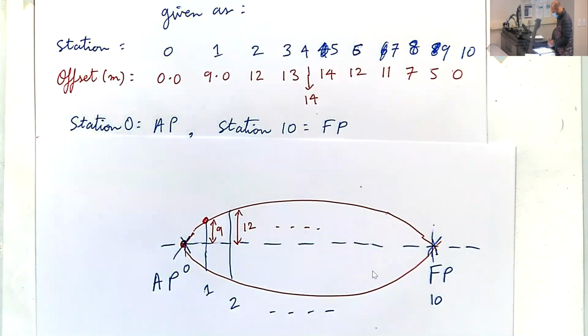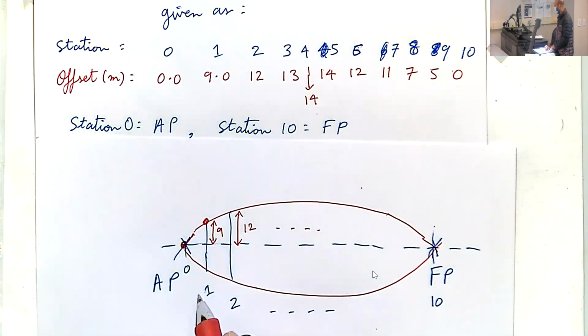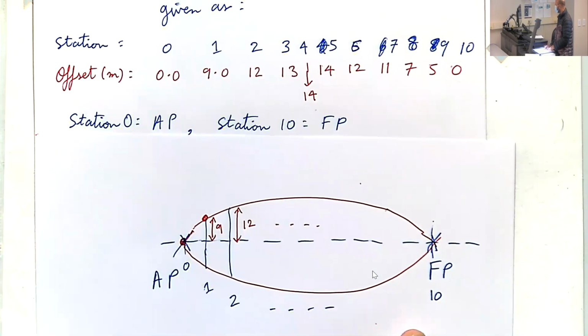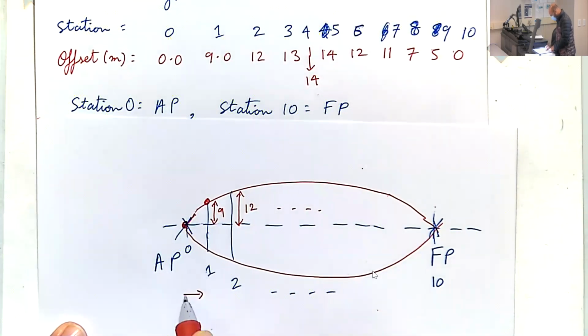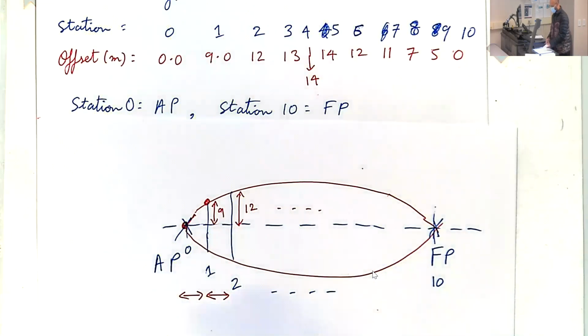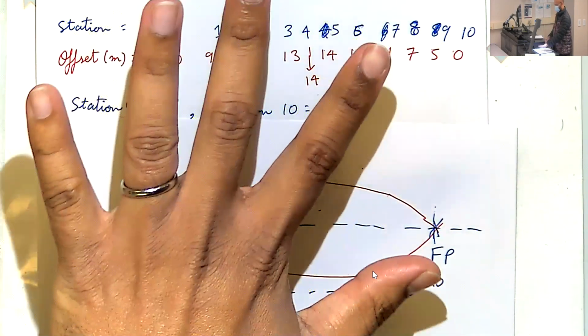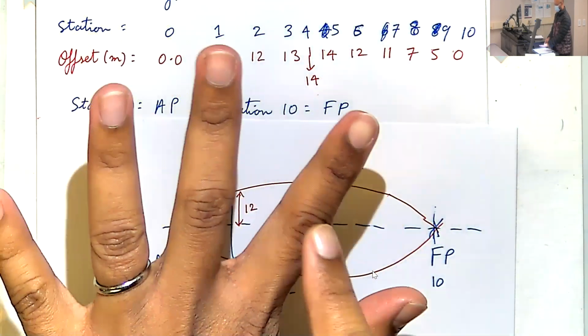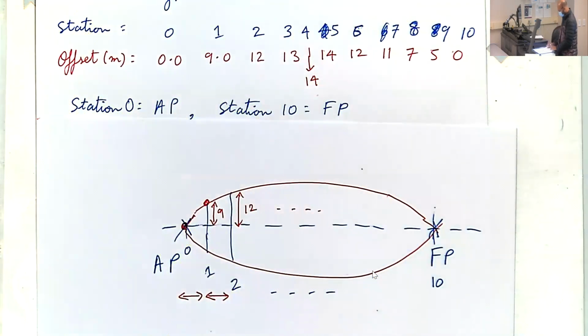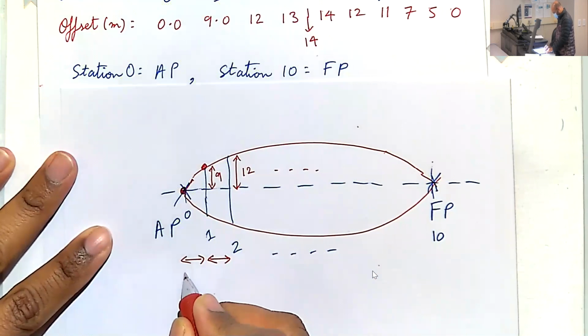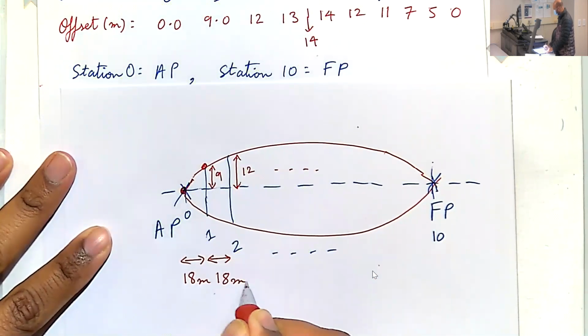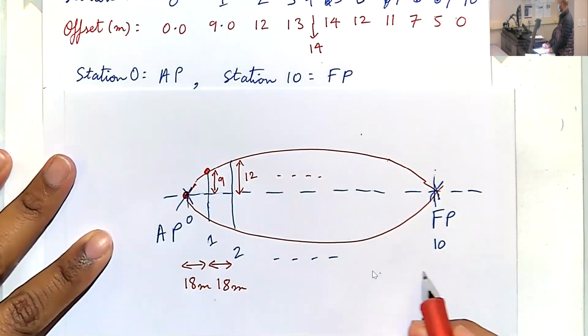What about the distance between each station? Can you tell me what that would be? Do we know what this distance is? Yeah, it's 180 divided by 11. See, you said 11 because you have 11 numbers here. Always use your hand: 5 points, 4 divisions. So it's 180 divided by 10. This is 18 meters, 18 meters. So the distance between each station is 18 meters.